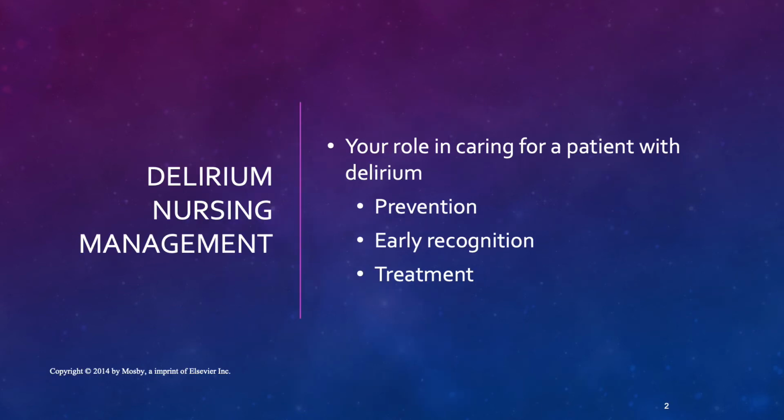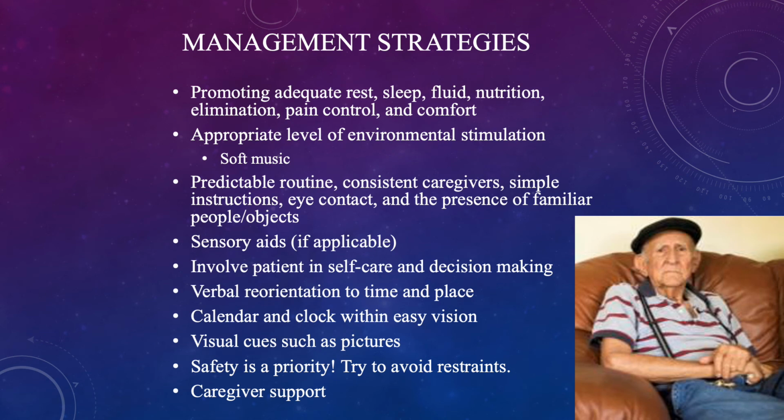Okay, so you've got a patient with delirium. First of all, we try and prevent it. And I've got a list of how we manage delirium in a moment that will explain prevention strategies. But if we can't prevent it entirely, we want to recognize it early and we want to get them into treatment. So what do we do about that?